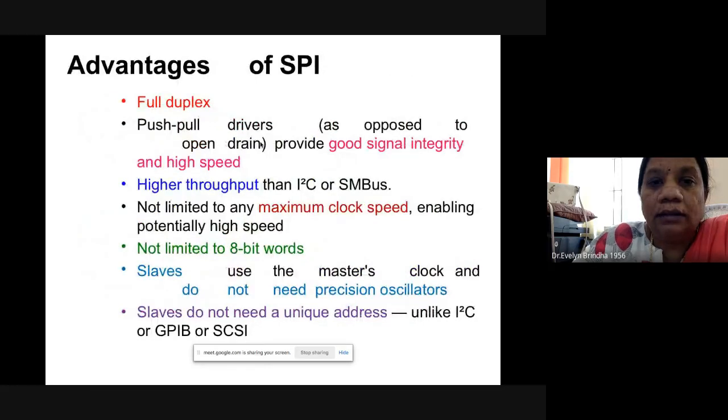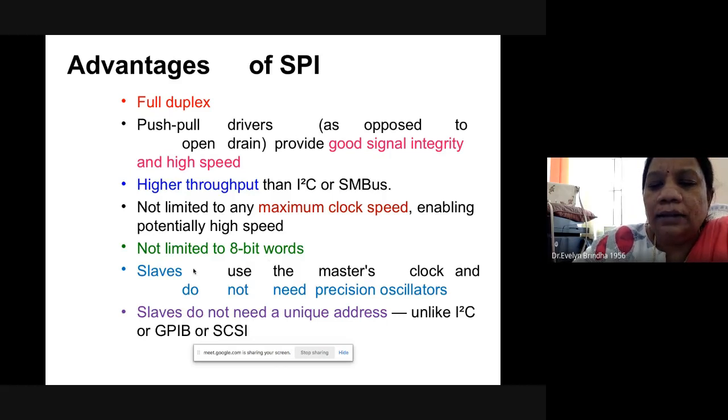I have given the advantages already. We discussed that full duplex is one of the main advantages. Fast throughput: the communication is comparatively faster, even faster than the I2C bus, which we will be discussing in the next class. It is not limited, and it is completely synchronized by a clock, so you need not worry about data loss. It is not limited to 8-bit; because the 8051 has 8-bit registers it is limited, but otherwise, depending on the size of the registers, communication can happen at any size.